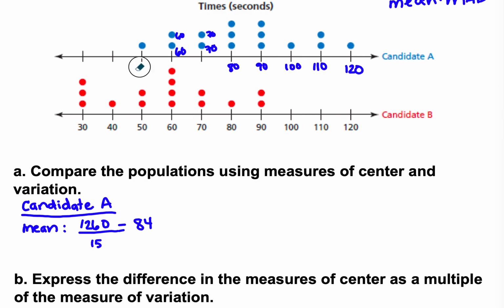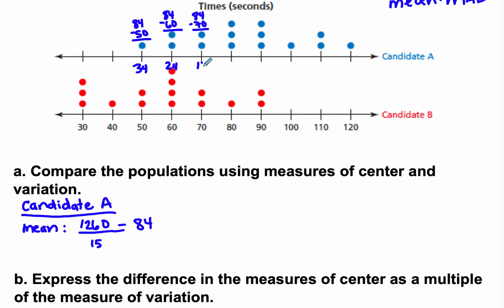Now we need to subtract and find our MAD. This was 50 and we're subtracting from 84, so I would do 84 minus 50. This one is going to be worth 34. It's 34 units away from the mean. These are 60, so this would be 84 minus 60. That's going to be 24. I have two of them, 24, 24. These ones are 84 minus 70.